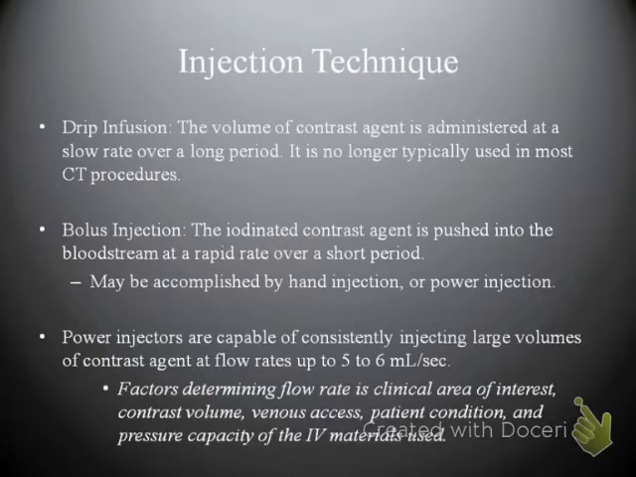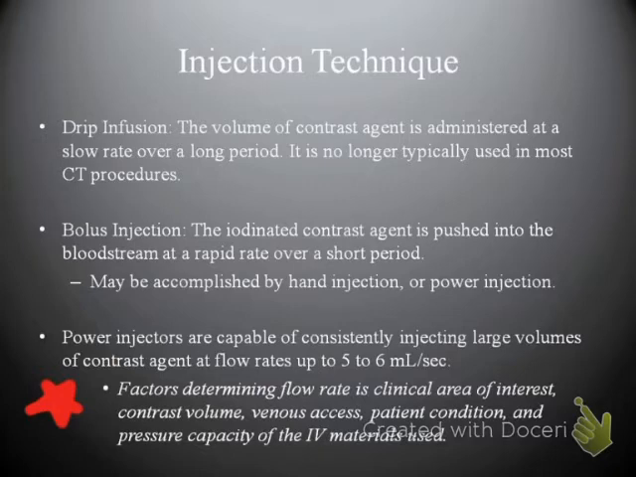Power injectors are capable of consistently injecting large volumes of contrast agent at flow rates up to 5 to 6 milliliters per second. Factors determining flow rate are clinical area of interest, contrast volume, venous access, patient condition, and pressure capacity of the IV materials. So I would put a star by this so that you can see what is really affected. Typically, what are we shooting for to image, and then how much are we giving are things that we take into consideration. But mostly it is what kind of access do we actually have.